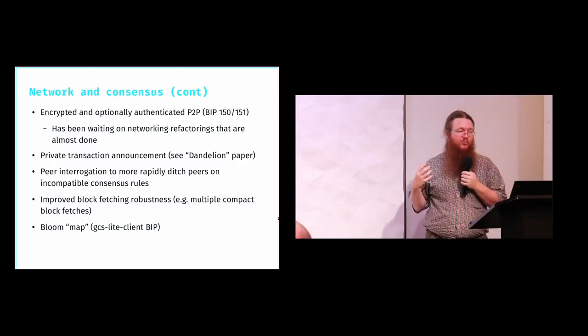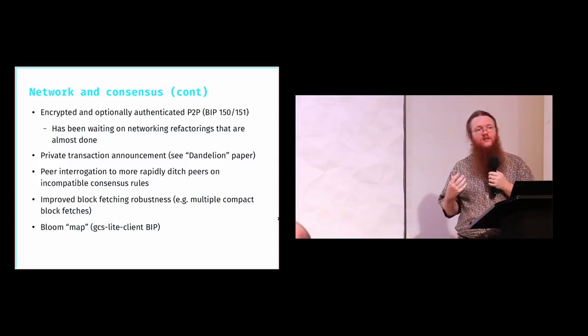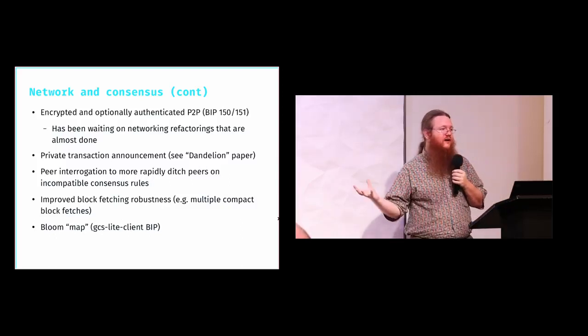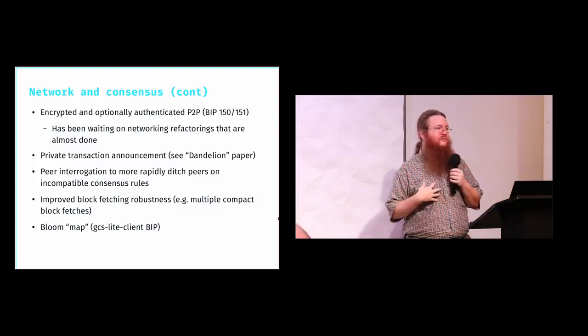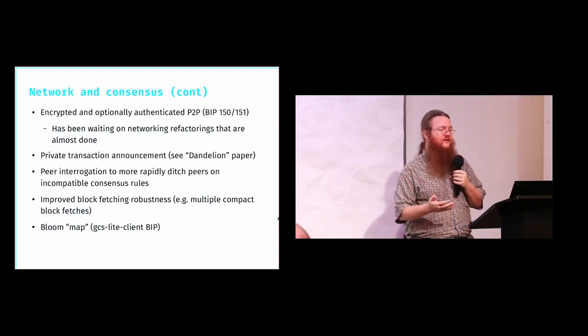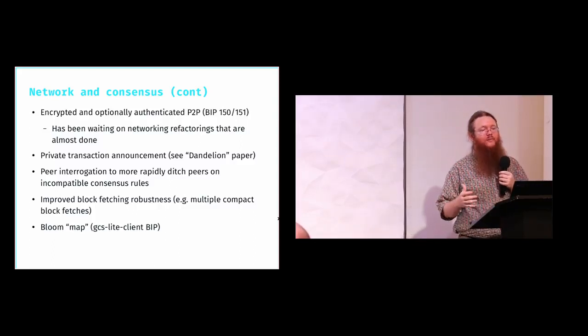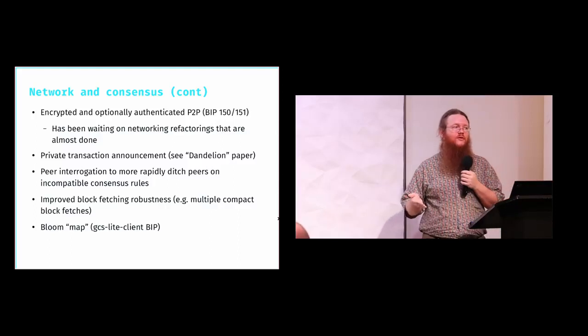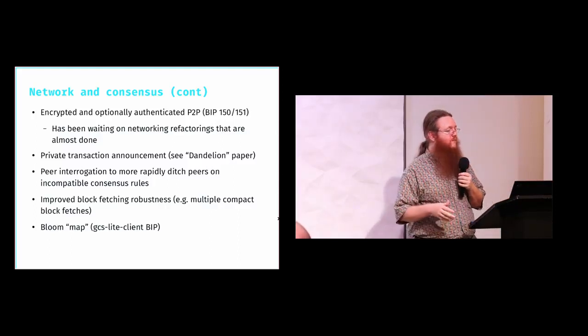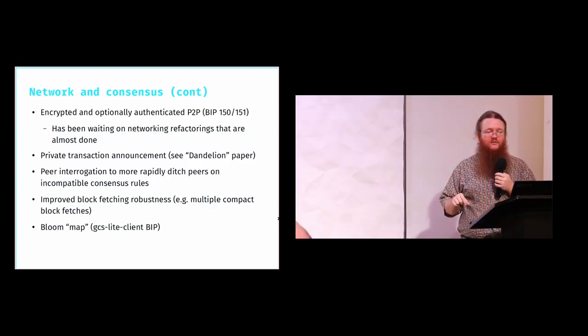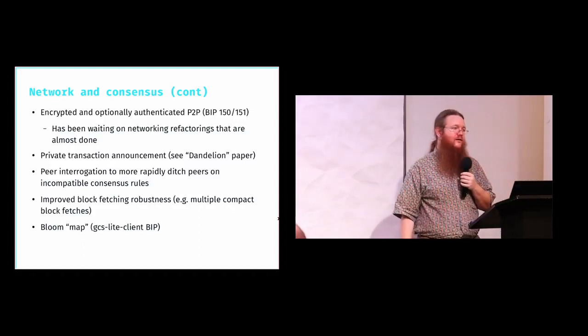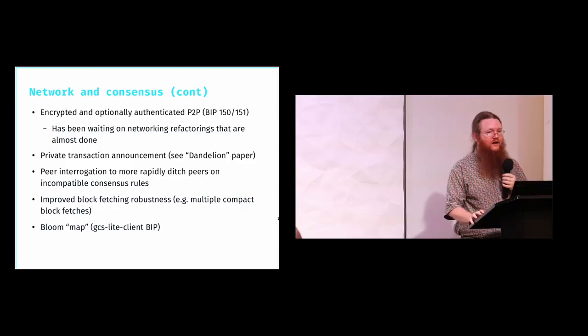There's been work ongoing for private transaction announcement. So right now in the Bitcoin network, there are people who connect to nodes all over the network and try to monitor where transactions are coming through to de-anonymize people. There are countermeasures against this in the Bitcoin protocol, but they're not especially strong. There is a recent paper proposing a technique called Dandelion, which makes that much stronger. And the authors of the paper have been working on an implementation. I've been guiding them a bit on it.